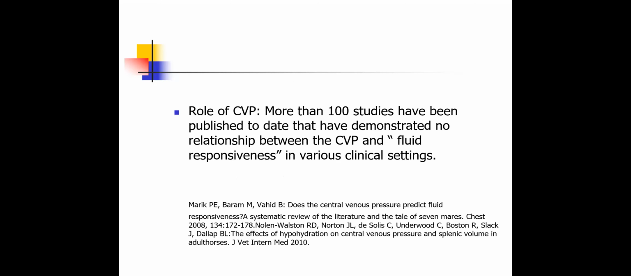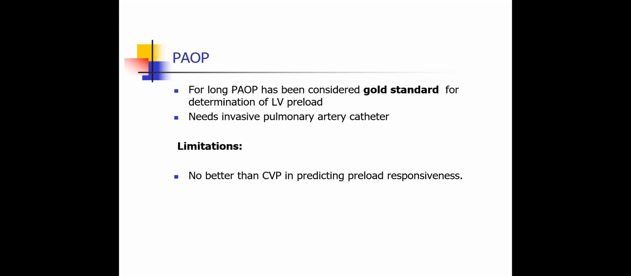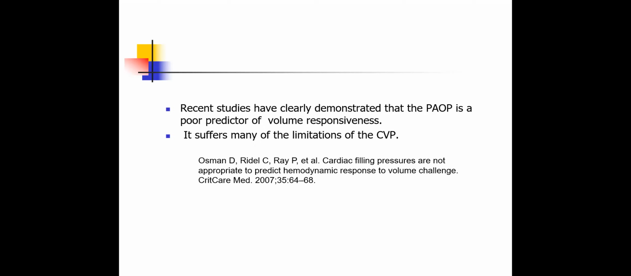More than 100 studies have been published to date that have demonstrated no relationship between the CVP and fluid responsiveness in various clinical settings. For long, pulmonary artery occlusion pressure has been considered the gold standard for determination of LV preload. This also needs an invasive pulmonary artery catheter, but the limitation is that it has been observed that it is no better than CVP in predicting preload responsiveness.